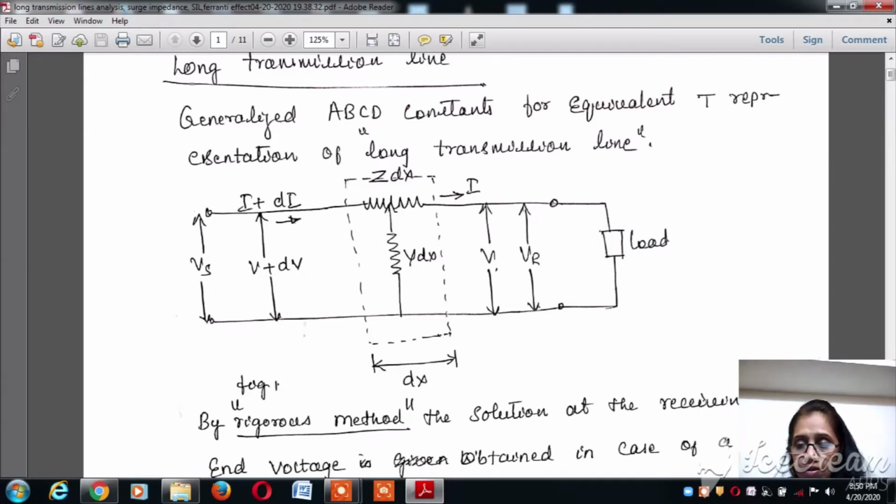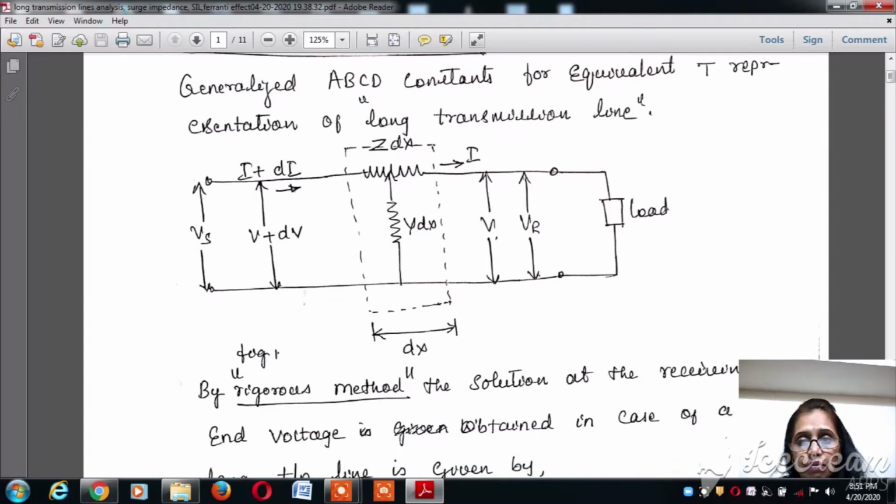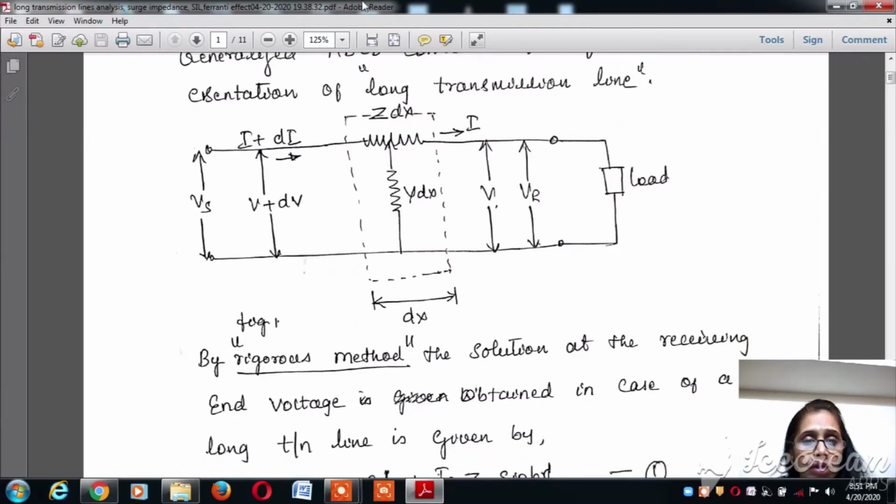Moving ahead, in the previous video we analyzed the long transmission line with the help of ABCD parameters, which are the generalized constants, and here the generalized ABCD constants for the equivalent T representation of the long transmission line, where Y represents a shunt admittance, Z shows the impedance, and VR is the voltage at the receiving end and then the load, and V plus dV, because we are considering an elementary part of the transmission line, which is what is represented as the T method.